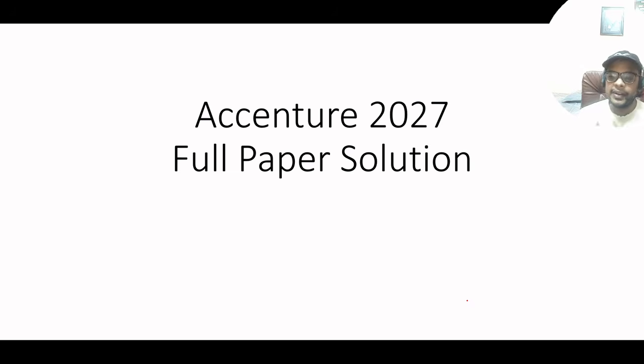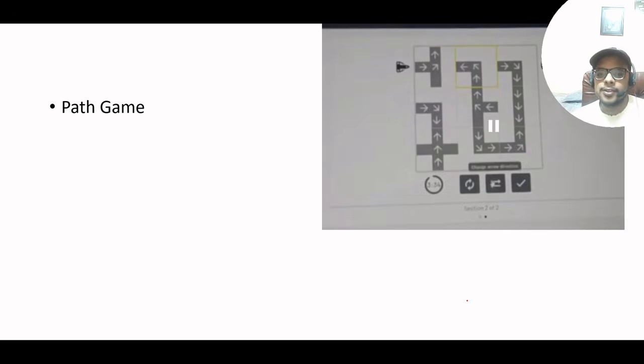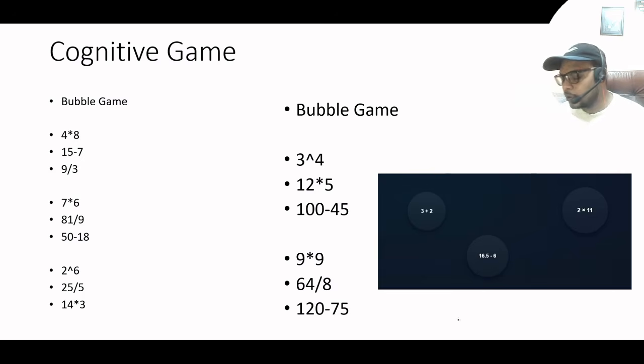Let's start with our Accenture paper solution. It will give you a whole idea of what kind of questions you can expect. So let's start. The first thing is cognitive. In cognitive, the first game is the bubble game. Let's get an idea about this game and how to play it.